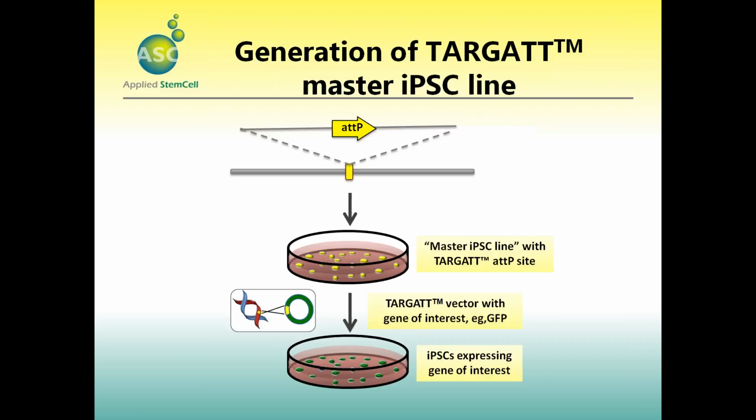The idea of using TARGATT in iPS cells is first to generate a master iPS cell line. What is a master iPS cell line? To make this iPS master cell line, the attP site will be inserted into a safe harbor, such as H11 or ROSA26. The attB recognition sites and the gene of interest, for example GFP here, will be constructed in the targeting vector. The cells with successful insertion express GFP and turn green.